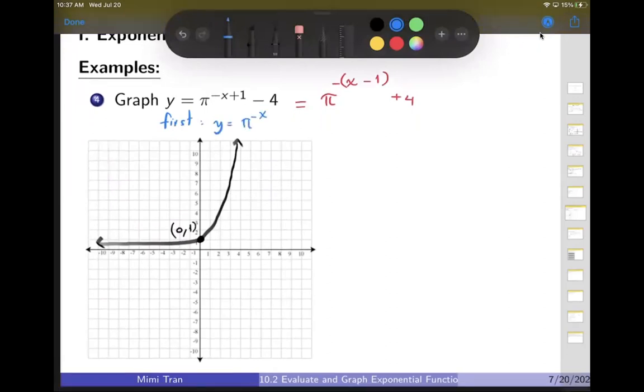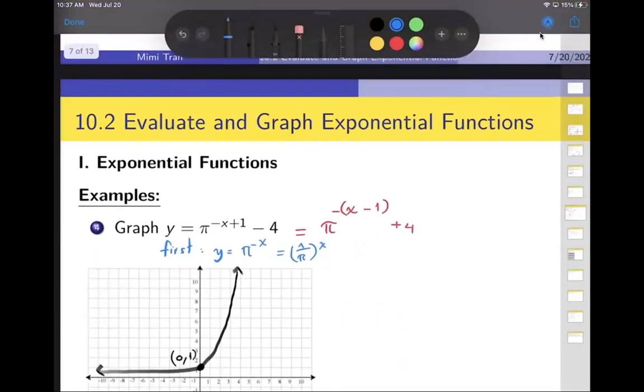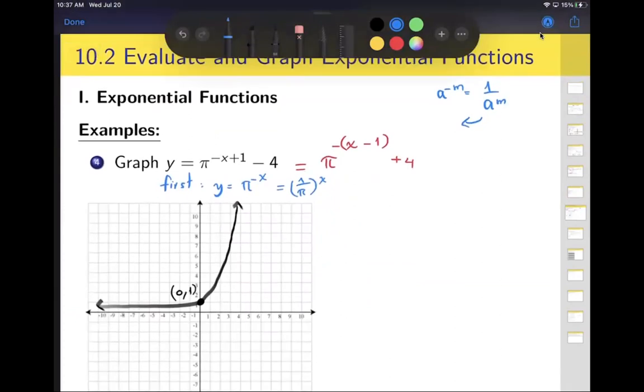Pi to the negative x, it looks like what? This is the same thing as 1 over pi to the x, right? You remember the rule that I told you? a to the negative m is equal to 1 over a to the m, and I can go backward like that, right? So if you take 1 divided by pi, it's going to be something between what? It's going to be between 0 and 1, right? It's going to become a decaying graph now. Decaying graph is just the mirror image over the y-axis compared to the growth graph. So it looks like this.